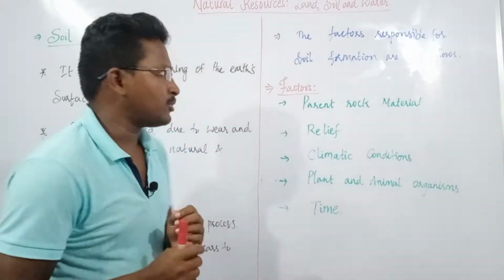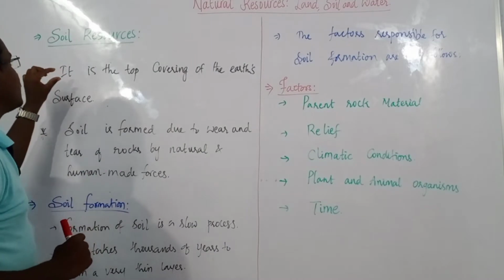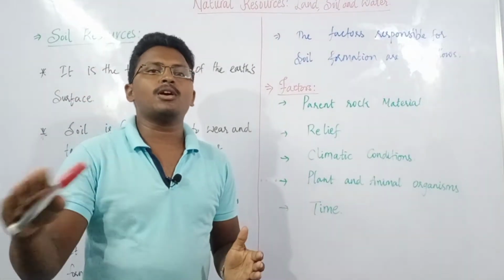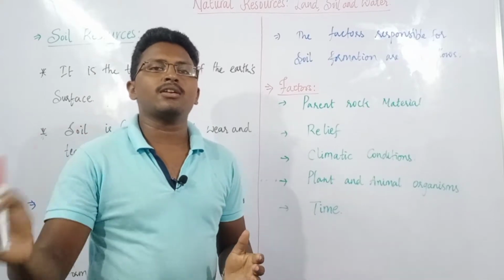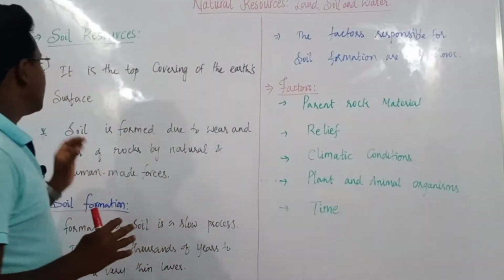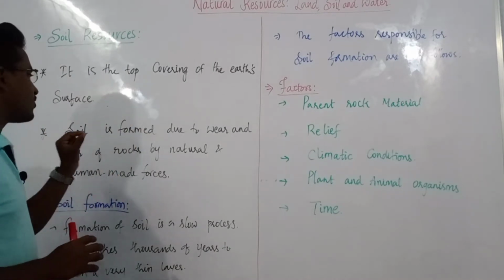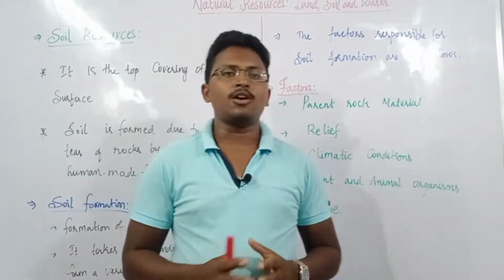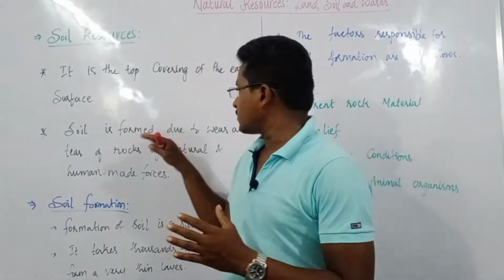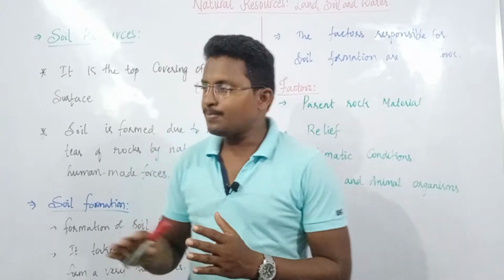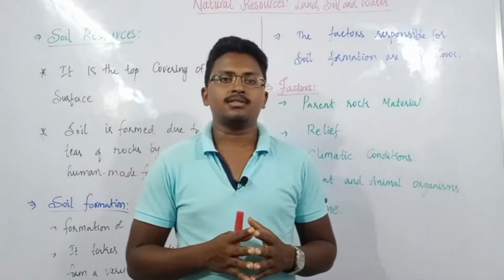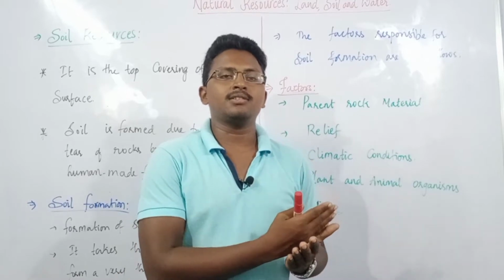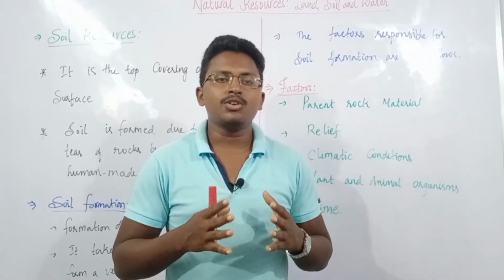So the first and very important thing is that soil is the top covering of the earth's surface. We can find this soil on the top layer of the earth's surface. This soil is formed due to wear and tear of rocks by natural and human made factors. It may be natural factors such as water or wind or any other factors, as well as some human made factors.